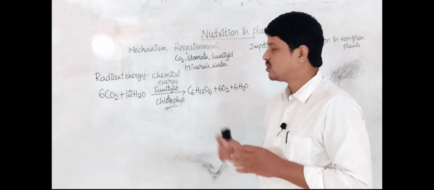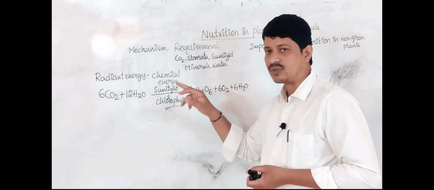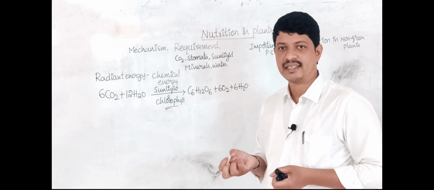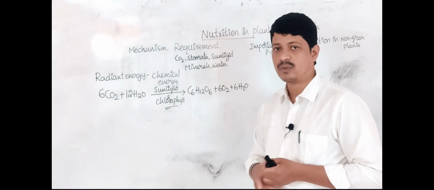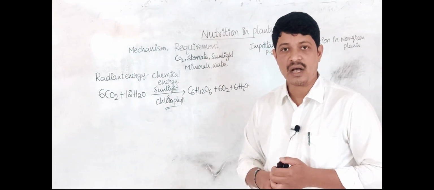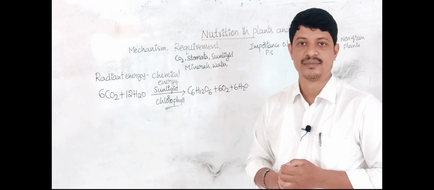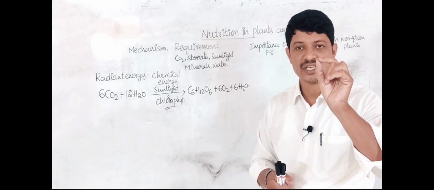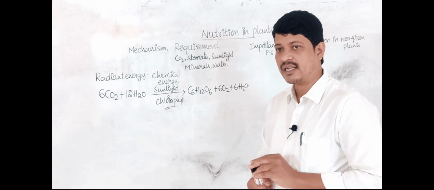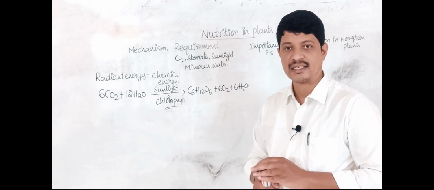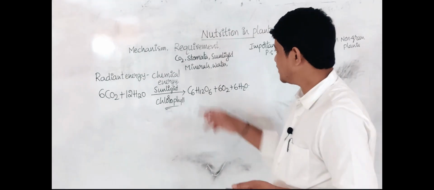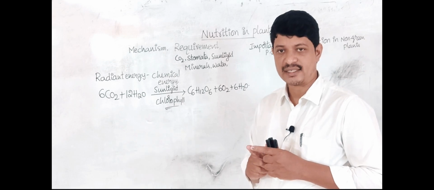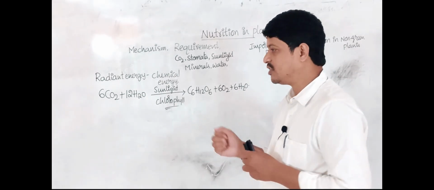Next one is the stomata. CO2 is present in the atmosphere, and plants absorb this carbon dioxide with the help of the stomata. The opening and closing of the stomatal aperture is regulated by the turgid and flaccid movement of the guard cells. This opening and closing of the stomata depends on the climatic conditions.